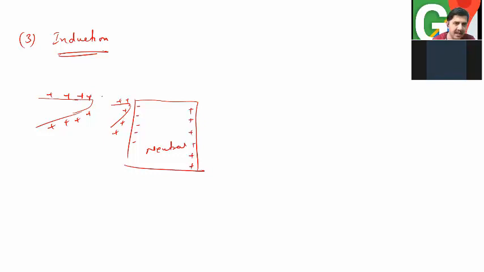Okay, so this is what you call induction. You are not going to touch it at any cost. You're just going to bring it nearby. As a result, a charge separation takes place. The negative charges assemble here, the positive charges assemble here, and this is what you call charge separation. So you can say that this edge is negatively charged, this edge is positively charged.